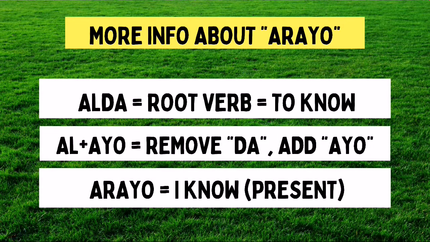Just more information about ARAYO. It came from the root verb alda. The verb alda means to know. And this is transformed into ARAYO by removing da and adding ayo to make it in present tense form. So, alda becomes ARAYO. And ARAYO is just the present tense form of the verb to know. Again, the method is, we will remove da from the root verb alda, and then we will add ayo. Ar plus ayo is ARAYO. And that is how ARAYO is formed.